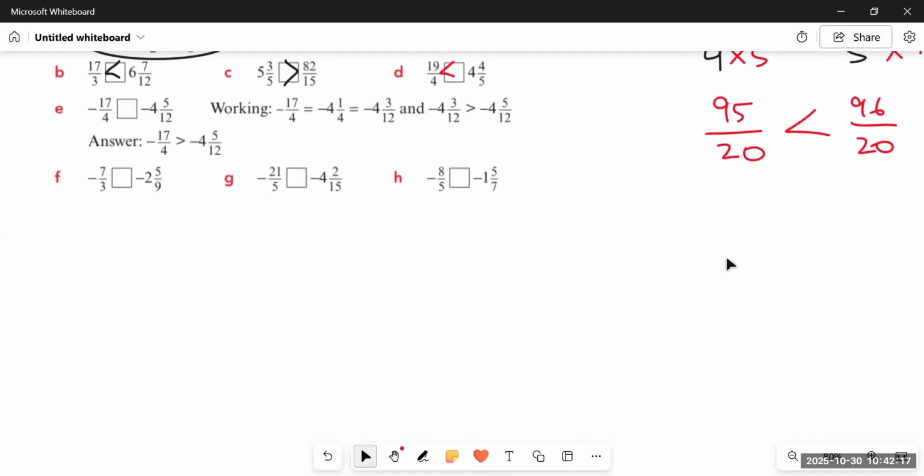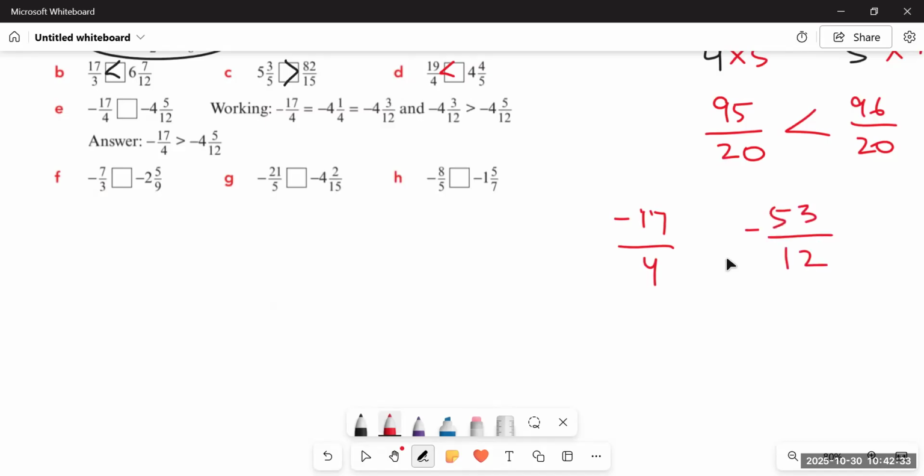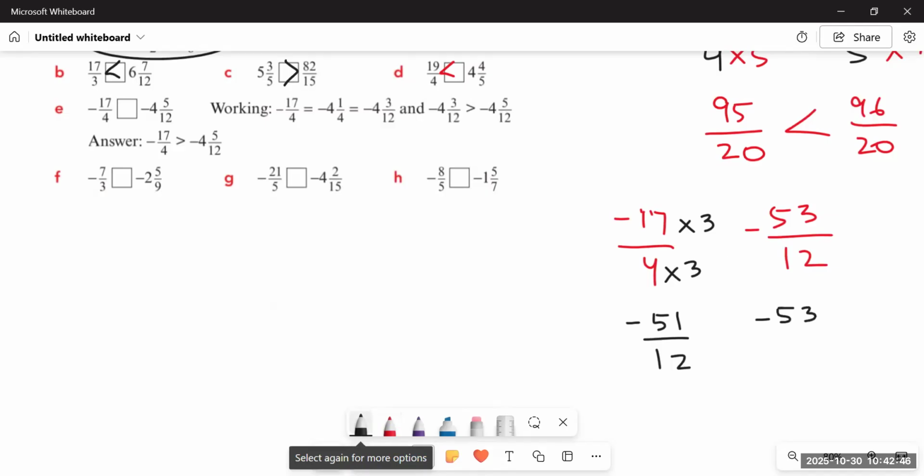In the next part, we have both of the numbers negative. One of them is minus 17 over 4. 4 12s are 48. 48 plus 5 is 53. Right? So since 4 is a factor of 12, we will multiply both of them by 3. And then 17 multiplied by 3 is equal to 51. Now we have to figure out which one is greater, minus 51 or minus 53. If they would have been positive numbers, 53 would be greater. So it means now 51 is greater. That is 17 over 4.